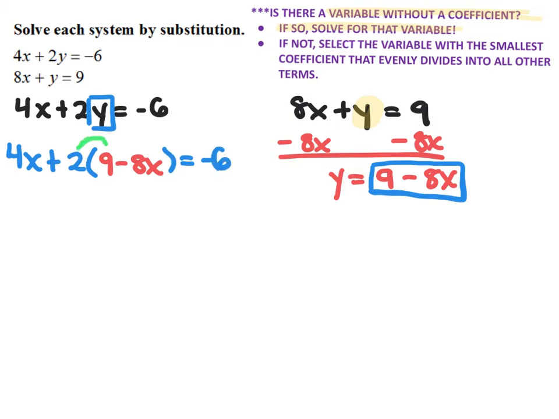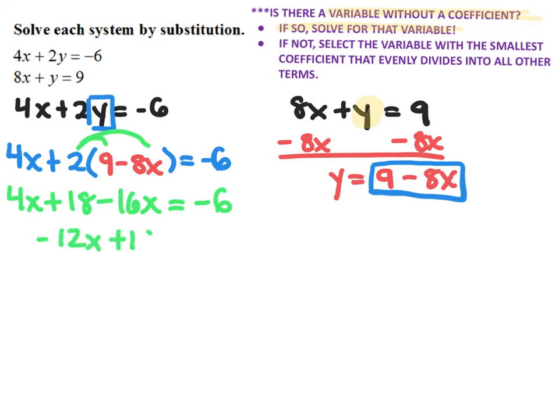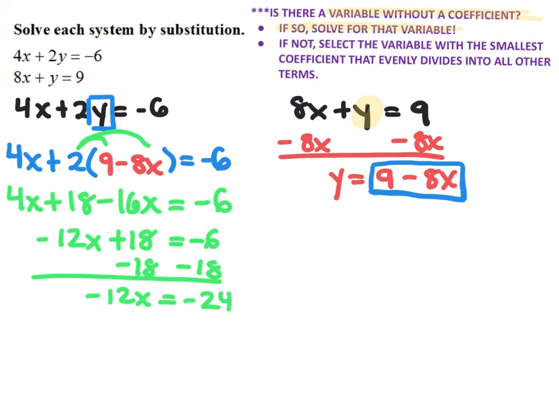Now to solve, you first need to distribute. So you'll have 4x plus 18 minus 16x equals negative 6. Combine like terms to have negative 12x plus 18 equals negative 6. Subtract 18 from both sides. So negative 12x equals negative 24. And divide both sides by negative 12 so that x equals 2.